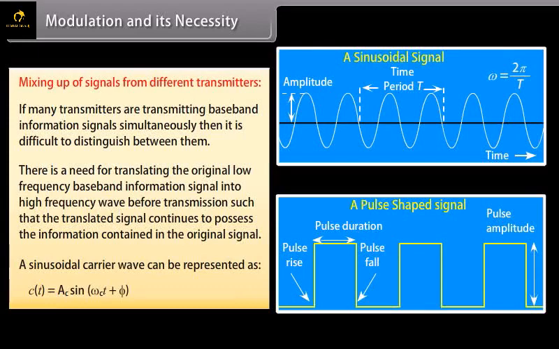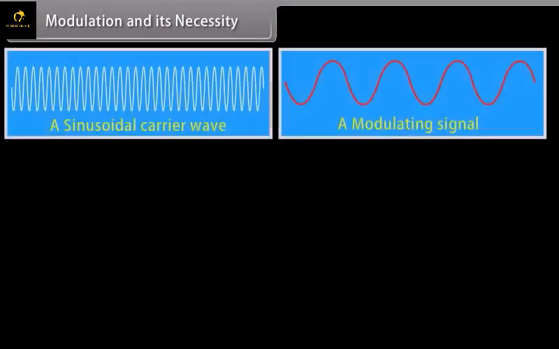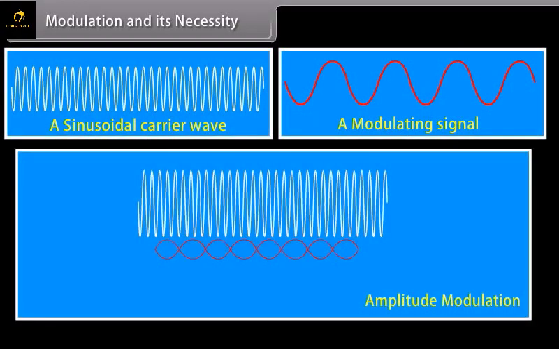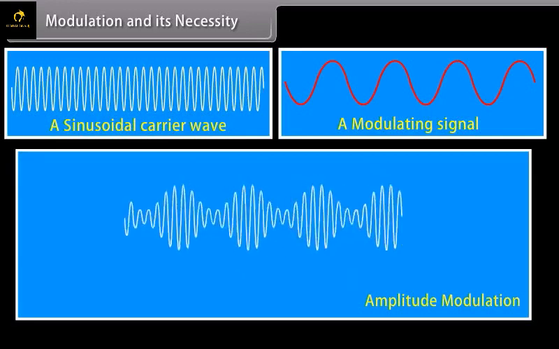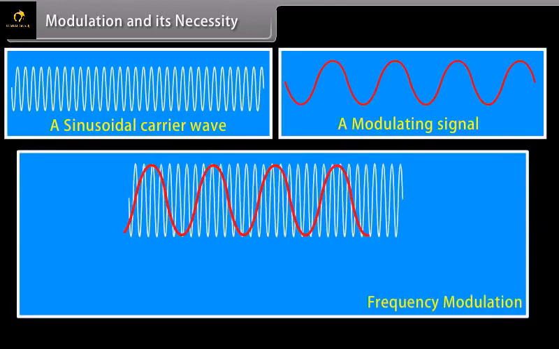A sinusoidal carrier wave can be represented as c(t) is equal to Ac sin(omega c t plus phi). There are three types of modulation: amplitude modulation, frequency modulation, and phase modulation.